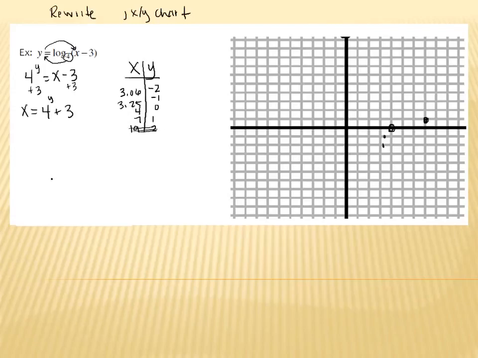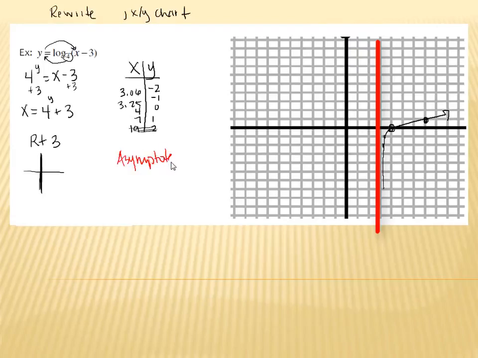So let's talk about what's going on here. Because of this minus 3 inside here, we know that the graph was going to shift to the right 3. So my old asymptote was here. So if I shift to the right 3, here's my new asymptote. And so my graph should come up right along the asymptote and then veer off.